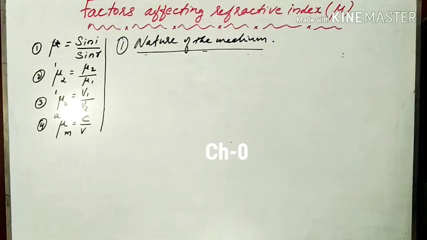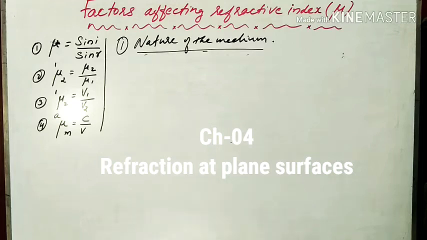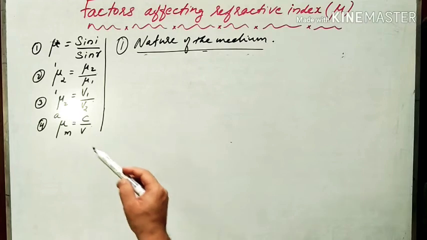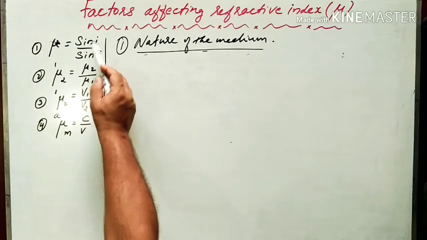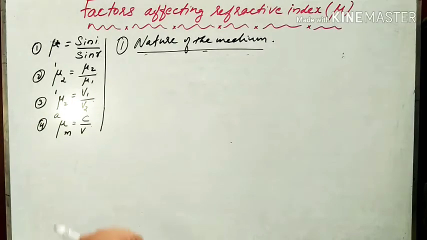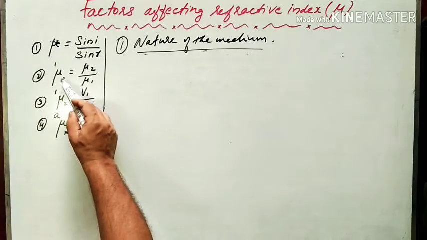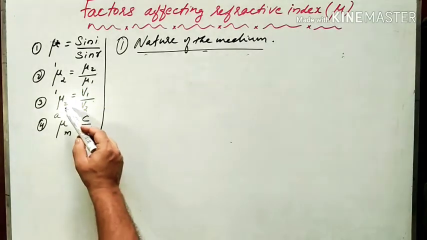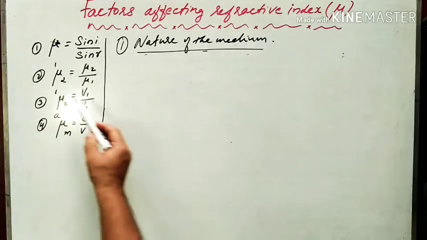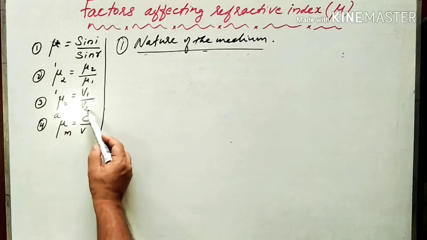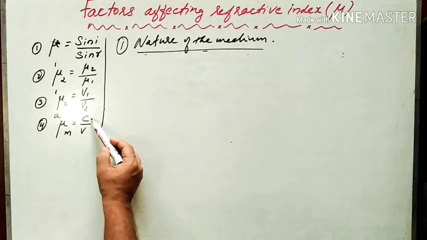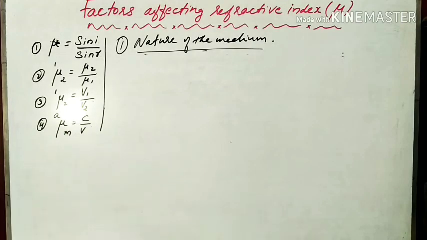In the previous session, we learned about refractive index and its two types, relative refractive index and absolute refractive index. In relative refractive index, we learned to express the refractive index in terms of angle of incidence and angle of refraction, and the relative refractive index with respect to one medium is mu2 by mu1. The relative refractive index of medium 2 with respect to 1 is the speed of light in medium 1 divided by the speed of light in medium 2. And the last one, the absolute refractive index, is the speed of light in vacuum divided by the speed of light in a given medium.